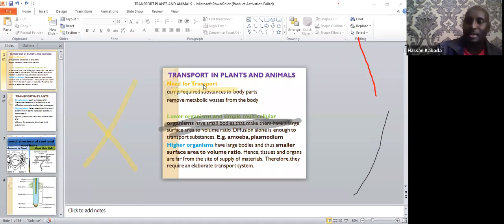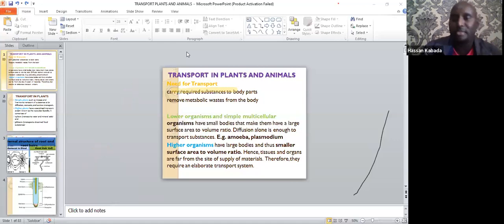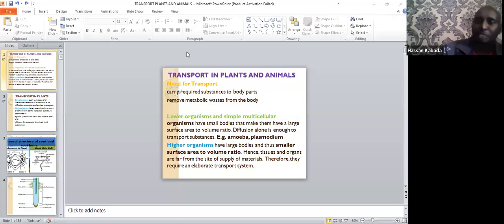One of our specific objectives, we said, necessity of transport. One, carry required substances to the body parts where they are required to carry out some functions. That is very important. Number two, removal of waste products, especially metabolic waste products, from the body of the living organism. So these are the two very important necessities or importance of transport in living organisms.